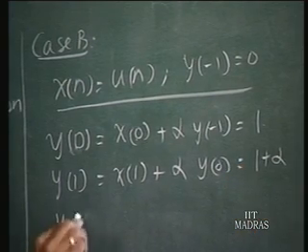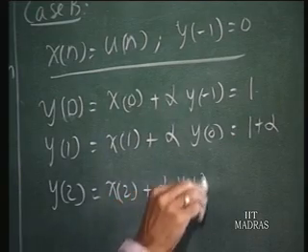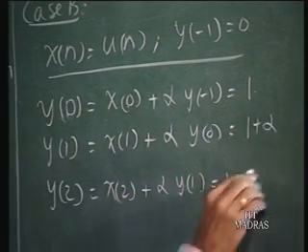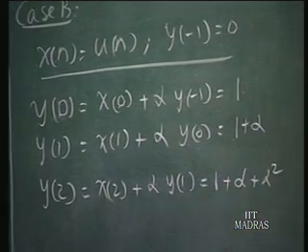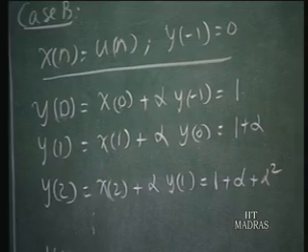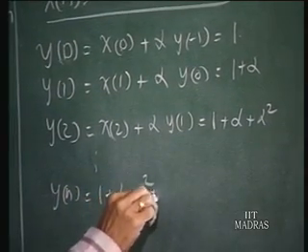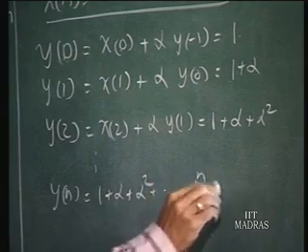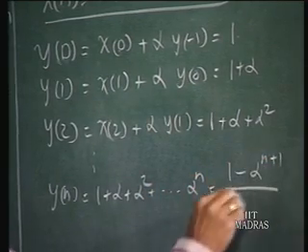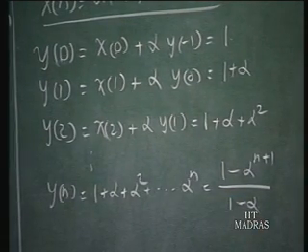y2 is x2 plus alpha times y1. So x2 is 1, plus alpha times this quantity, so 1 plus alpha plus alpha squared. So you can now see the trend, you can immediately deduce that yn equals 1 plus alpha plus alpha squared up to alpha to the n, which indeed is 1 minus alpha to the n plus 1 divided by 1 minus alpha. That is the general expression for yn.